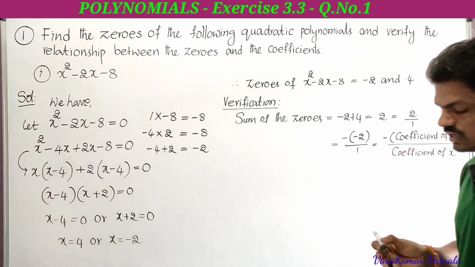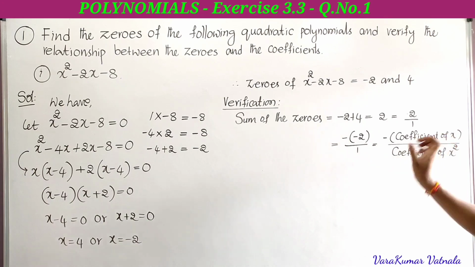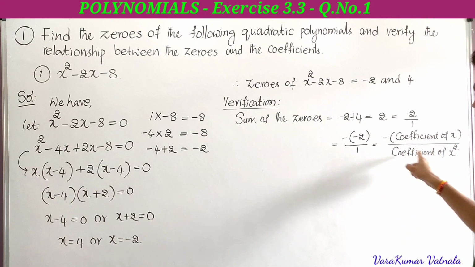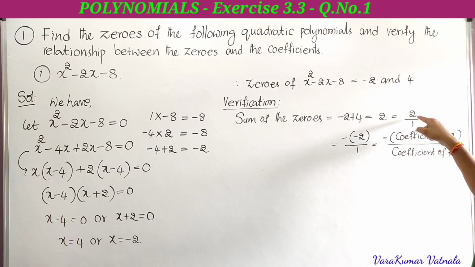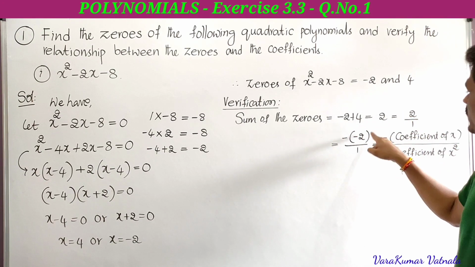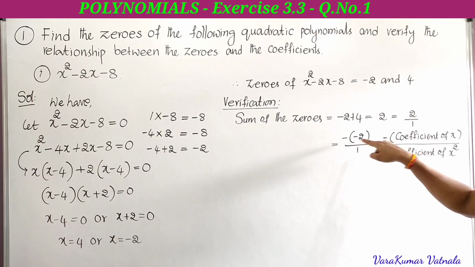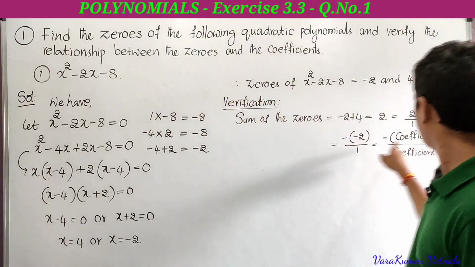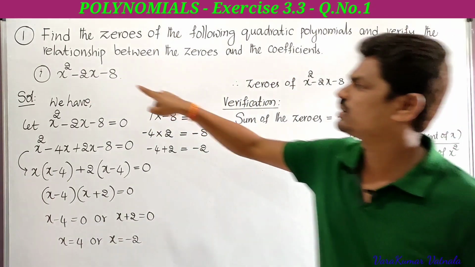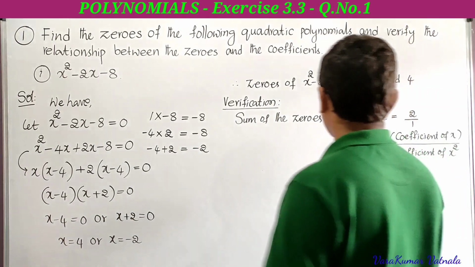So here the sum of the zeros is equal to minus of the coefficient of x divided by the coefficient of x square. That is, minus 2 plus 4 is plus 2. Plus 2 can be written as 2 by 1, but I have written this plus 2 as minus of minus 2 divided by 1. This minus 2 is the coefficient of x, and 1 is the coefficient of x square. So simply we can write this as the sum of the zeros.